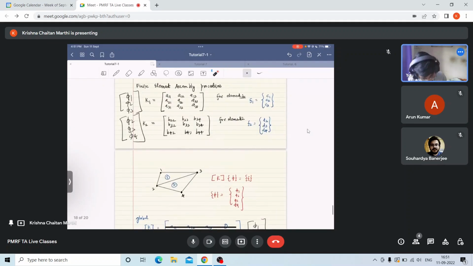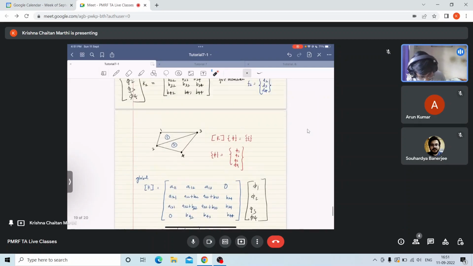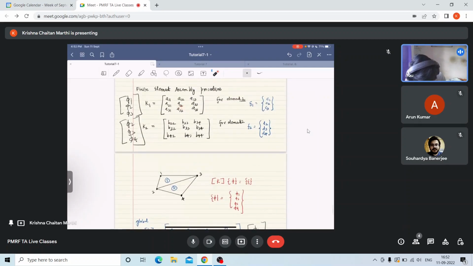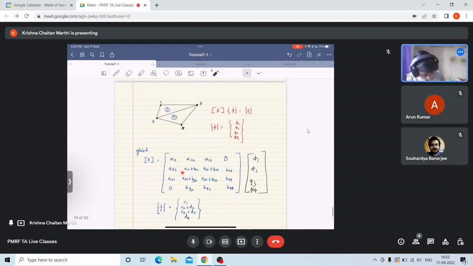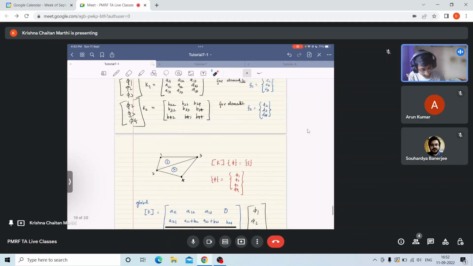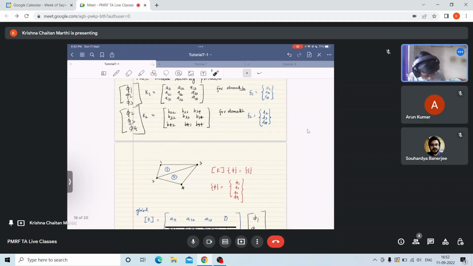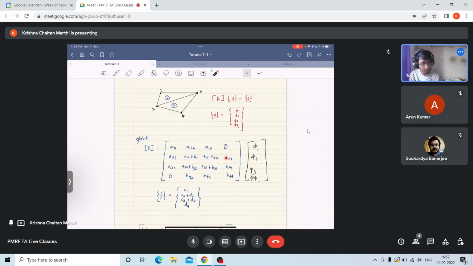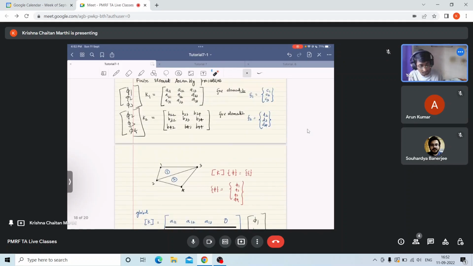Now for φ2, I will have a21. Here I will have a22 plus b22, and here a23 plus b23, and I will have b24. This is for φ1, φ2, φ3, and this is for φ2, φ3, φ4. So here I will have a22, which corresponds to the second entry, a22 φ2, and here b22 φ2. So I will have a22 plus b22.